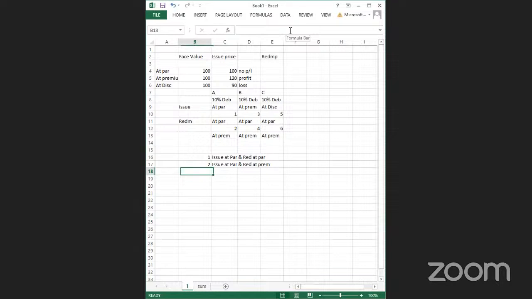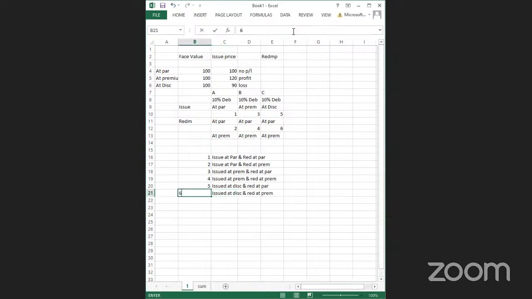Clear? Third, issued at premium and redeemed at par. Okay. Fourth option, issued at premium but redeemed at premium. I'll further discuss this, don't worry. Then fifth option, issued at discount and redemption at par. And last option, issued at discount and redemption at premium.